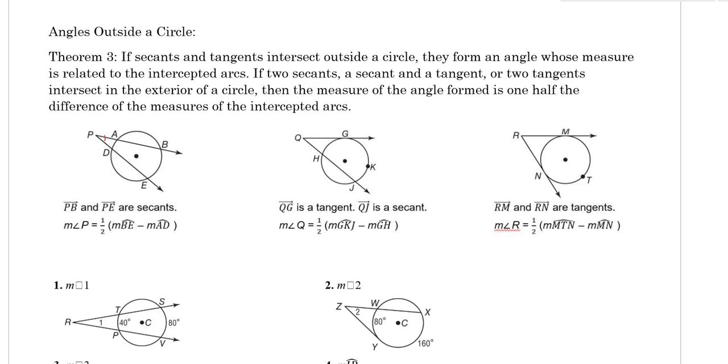So for example, this angle is this arc and this arc. I just subtract them and then multiply it by 1/2. This angle is the two arcs formed here. Again, I just subtract them instead of add. This angle is this arc minus this arc. Again, subtracting instead of adding. So it doesn't matter if they're secants or tangents. You're always just subtracting. Make sure you always do the bigger minus the smaller. Otherwise, you'll get a negative number, and that doesn't make sense.